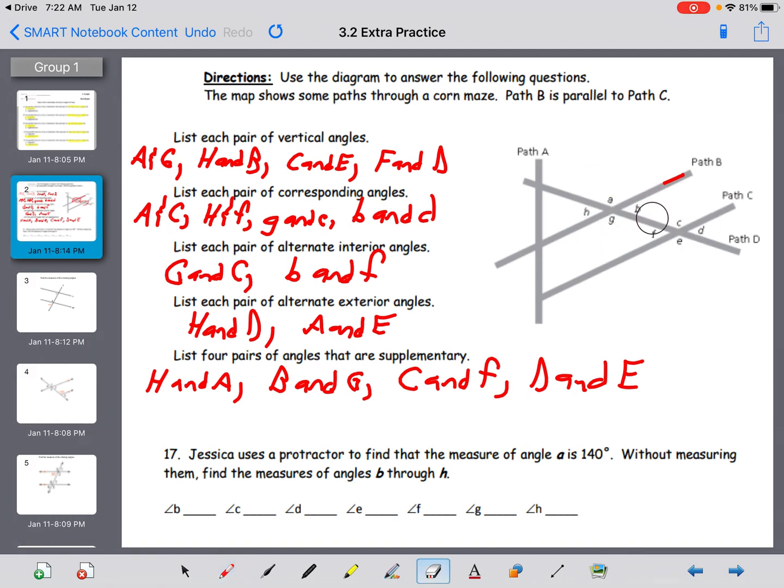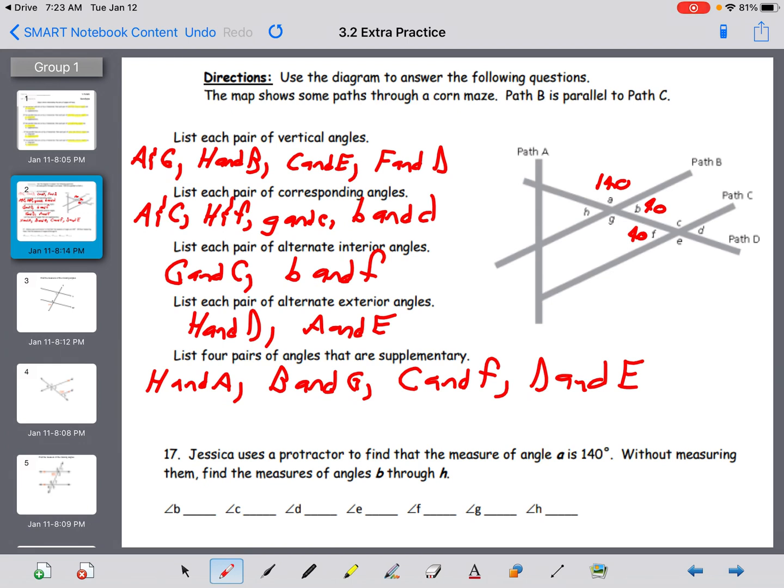Jessica used a protractor to find that the measure of angle A is 140 degrees. Without measuring, find the measures of angle B through H. Well, we just said supplementary angles add up to 180. So A and B create a straight line, which means that B must be 40. B and F are alternate interior angles, which are congruent. So that's going to also equal 40.